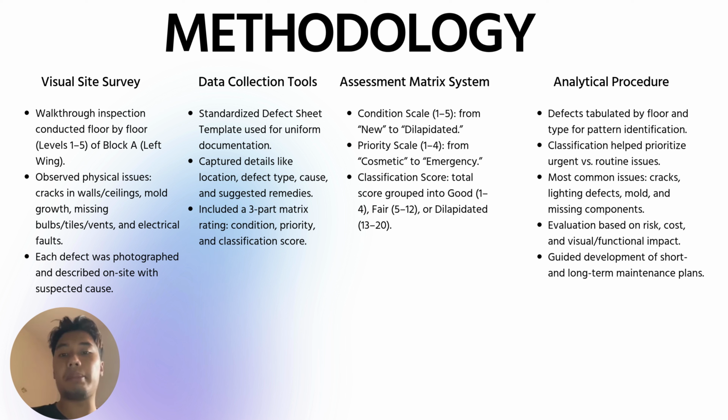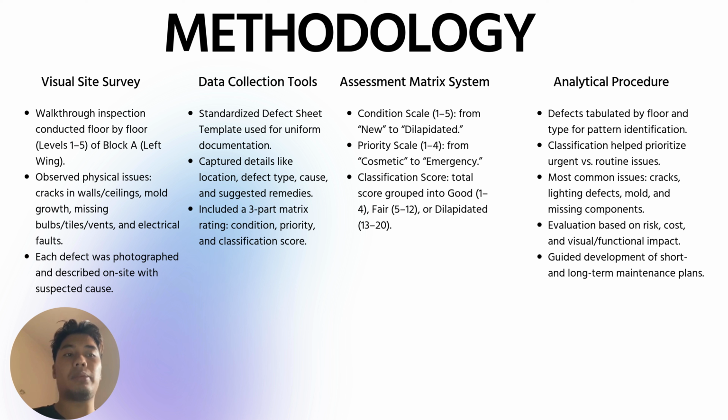Next is about the assessment matrix system that we use. We use a condition scale, consisting of 1 to 5, from new to dilapidated. Next is our priority scale, 1 to 4, from cosmetic to emergency. And lastly is our classification score. Total score is grouped into good, 1 to 4, fair, 5 to 12, or dilapidated, 13 to 20. Last but not least is about our analytical procedure.